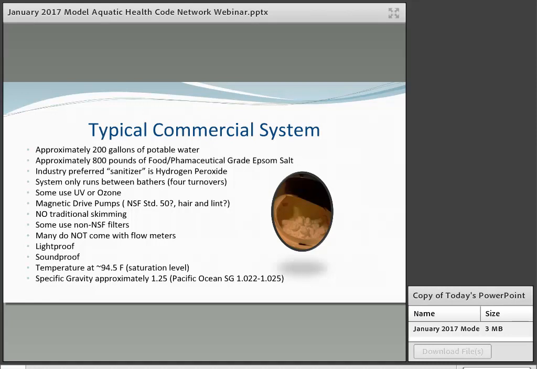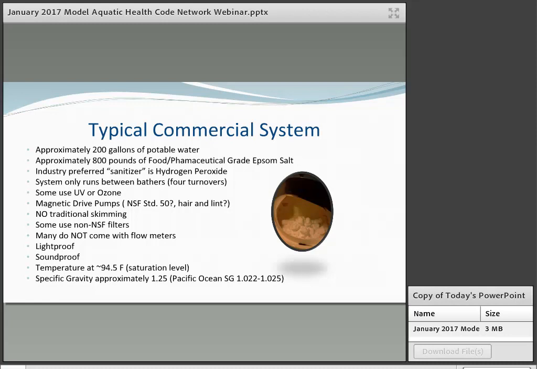Typically, the systems we started looking at are for one person. They do manufacture them for multiple people, but we're just trying to figure out the basics, so we're sticking with one person. Basically, it's between 160 and 200 gallons of potable water, same as you'd put in a pool. But then you add to that 200 gallons of water about 800 pounds of Epsom salt or magnesium sulfate. Obviously, you can see the picture on the right. That's what the salt would look like in a pod if there wasn't water in it. It's a lot of salt.